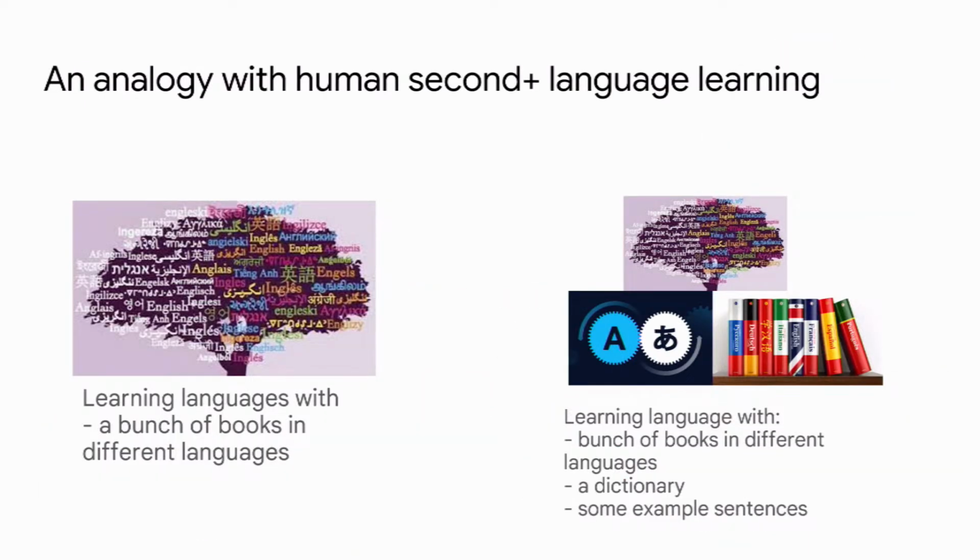So, an analogy with human second language learning. I like to think of using some example sentences or translation pairs in the dictionary as similar to how we actually learn a second language. When you learn a second language, sure, you'll have books in different languages, but you'll also probably have a dictionary handy to help you check up words that you don't know, and maybe some example sentences to see how to use text in different scenarios, whereas just shoving all the languages together separately, you could learn multiple languages, though it would be a struggle, by shoving all the books together. But if you have a dictionary and some example sentences, I'm sure your life will be a lot easier.